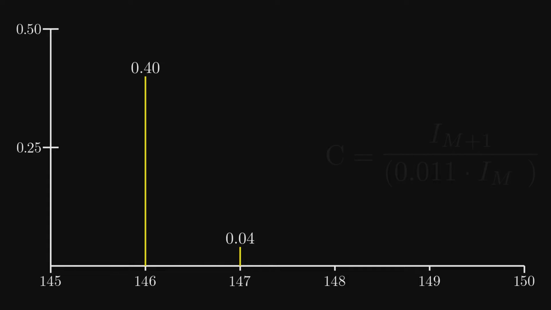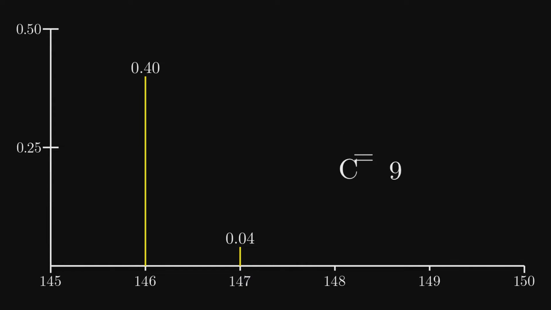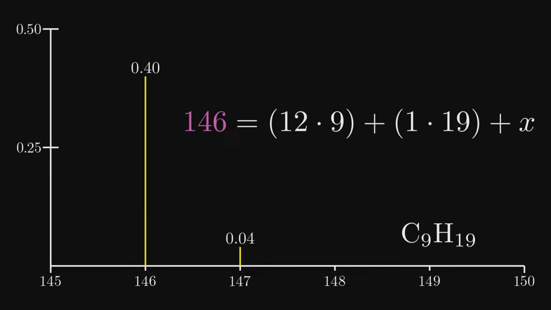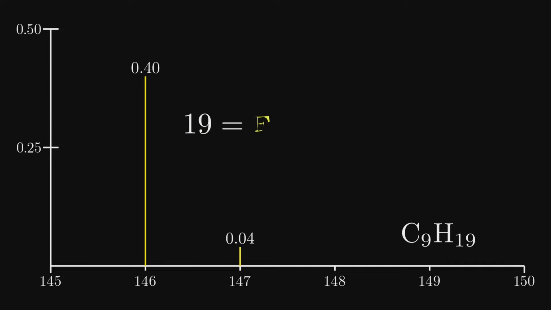The carbon calculation is a habit by now, and there are of course 9 carbons here. The alkane would have 20 hydrogens, but this haloalkane only has 19. We can determine the missing halogen like we did before. The mass of the M peak 146 is due to the carbons, hydrogens, and unknown halogen. The unknown has a mass of 19, so this substance contains fluorine.